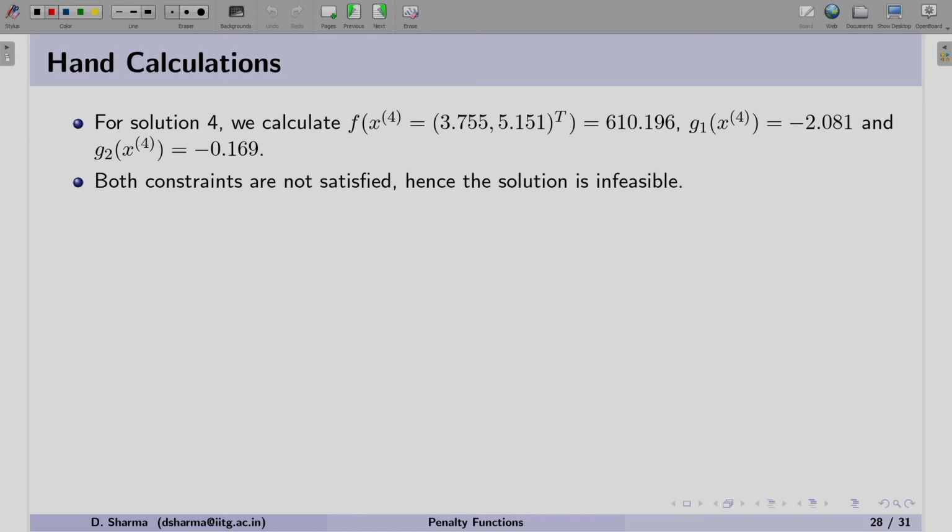Now, in this particular case, what you will see is that solution number 4 has its objective function value, and look at the value of G1, it is infeasible. Look at the value of G2, this is also negative. Since both the constraints are negative, we will say that this particular solution is also infeasible.